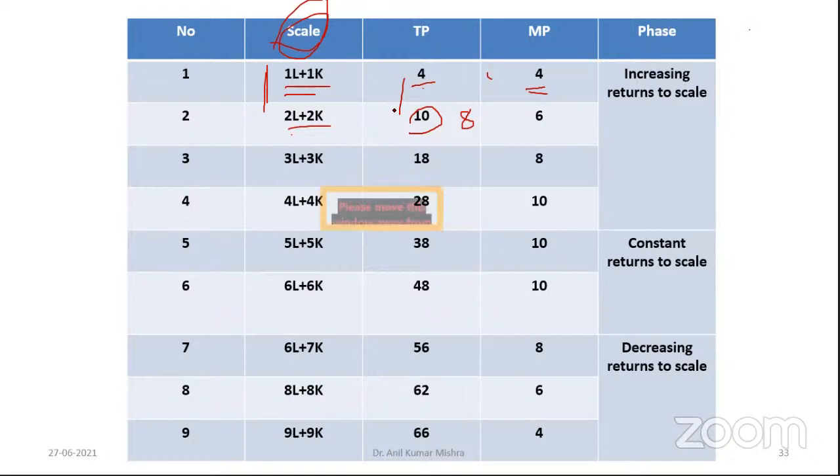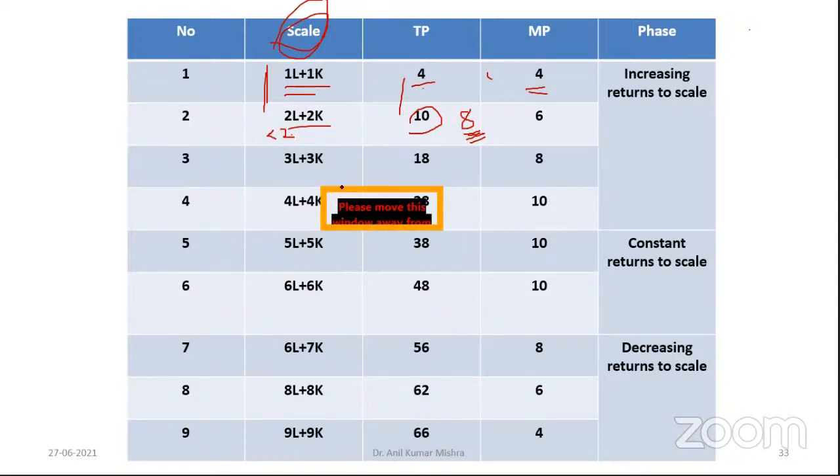In the other way, you are interested in producing 2 times the initial output. Initial output is 4. Right now, you try to produce 8. Then how much labor and capital will be required to produce 8 units of output? Obviously, I have to use less than 2 units of labor and less than 2 units of capital. If you use 2 units of labor and 2 units of capital, it produces 10. But our target is 8 units of output, so obviously you have to use less than 2 times labor and less than 2 times capital to produce 2 times the initial output.